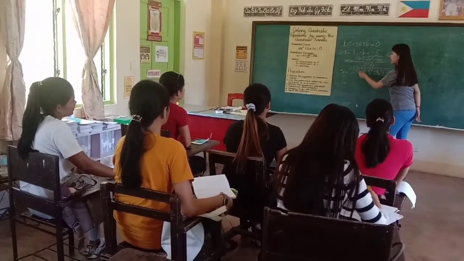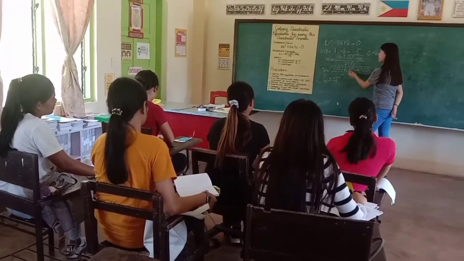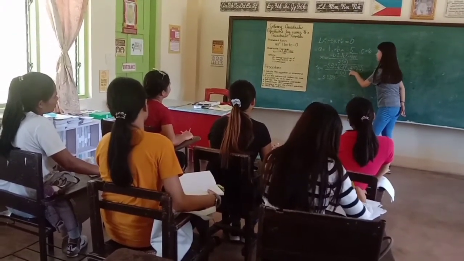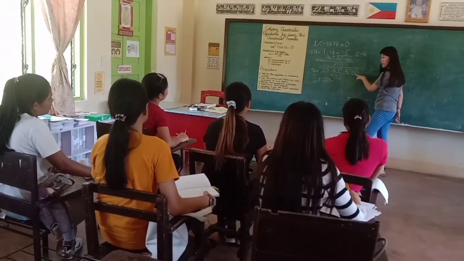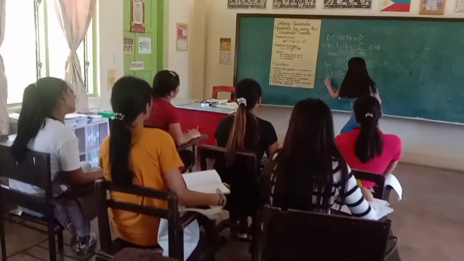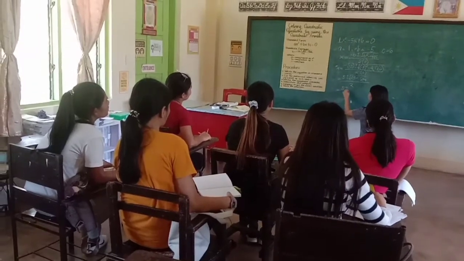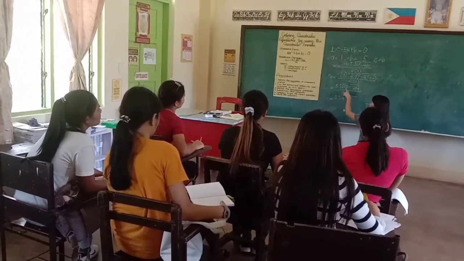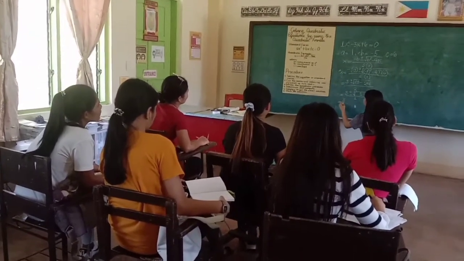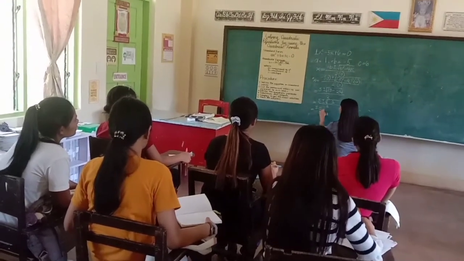Negative times negative 5 is positive 5. Negative 5 times negative 5 is positive 25. Negative 4 times 1 is negative 4, times 6 is negative 24. And 2 times 1 is 2. So 5 plus or minus the square root of 1. What is the square root of 1? 1. Yes, 1 times 1. So, 2.